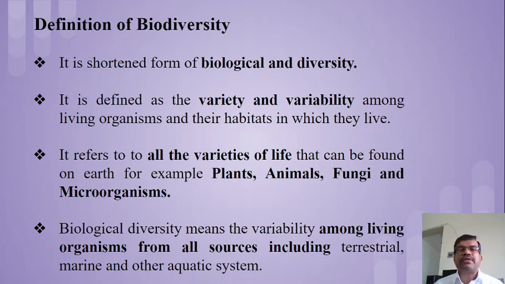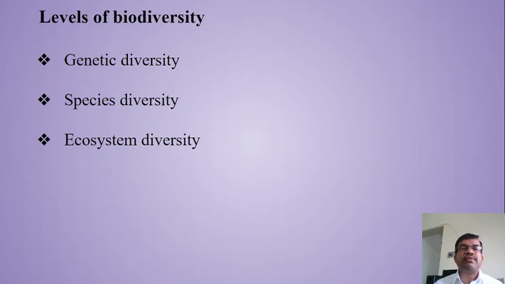Well, the term biodiversity is formed by two words, biological and diversity. It is the variety and variability that exist on this earth. It includes all life forms like plants, animals, fungi and microorganisms. And all these are found in the terrestrial and the aquatic systems on this earth. So there are many levels of biodiversity: genetic diversity, species diversity, and ecosystem diversity.